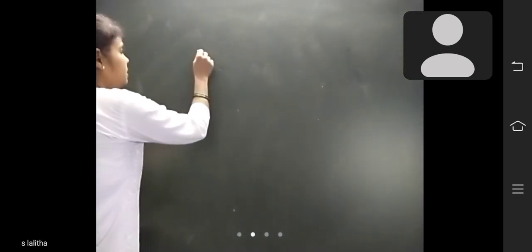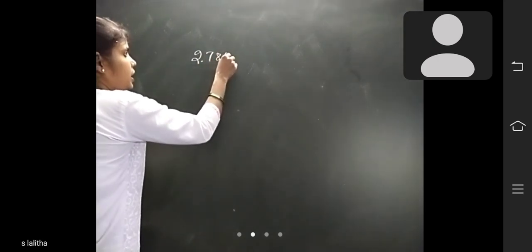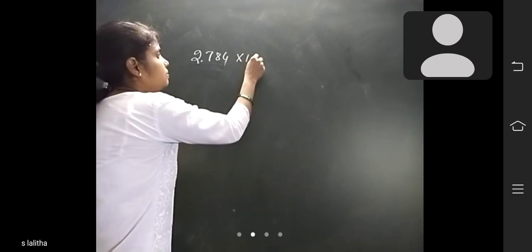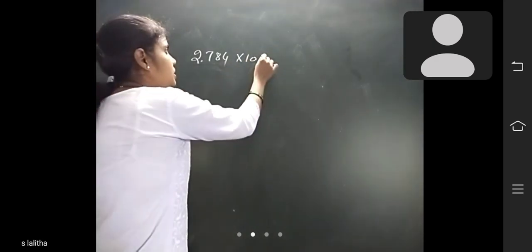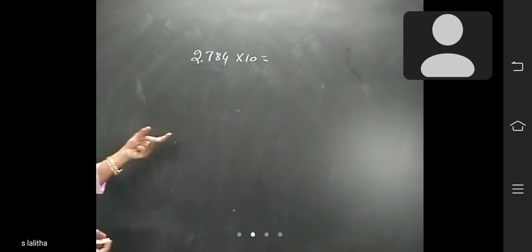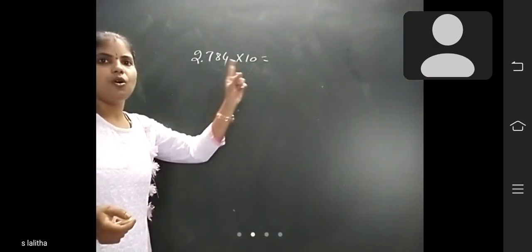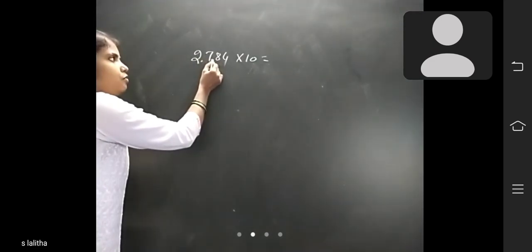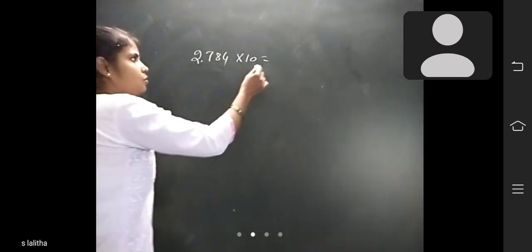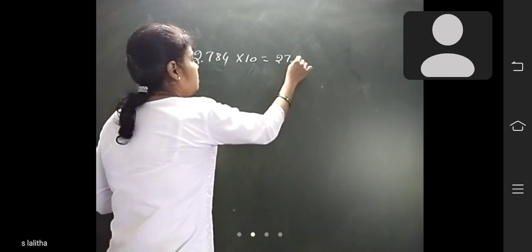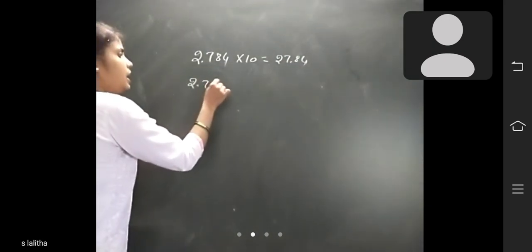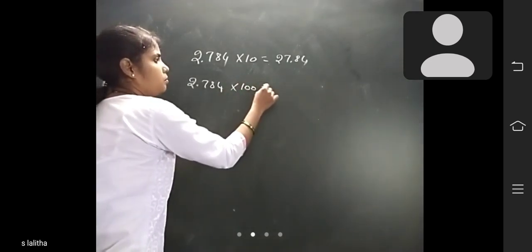If you take any decimal number, that means 2.784, you can multiply it with 10. What is the answer, children? In the 10, how many zeros are there? Only one zero. So the decimal point moves to the right side by one digit. So what is the answer? 27.84.